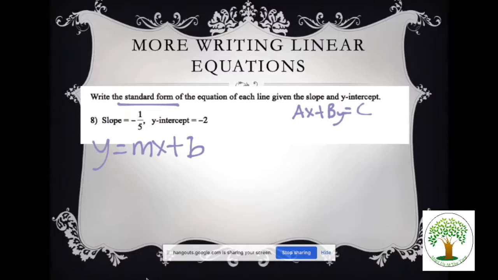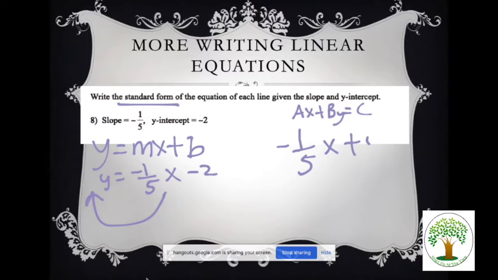So we're going to have y equals negative 1/5 x minus 2. We're going to move that over there, and we'll have negative 1/5 x plus y equals negative 2. But it's a fraction. We cannot have that fraction. We can multiply everything by 5.